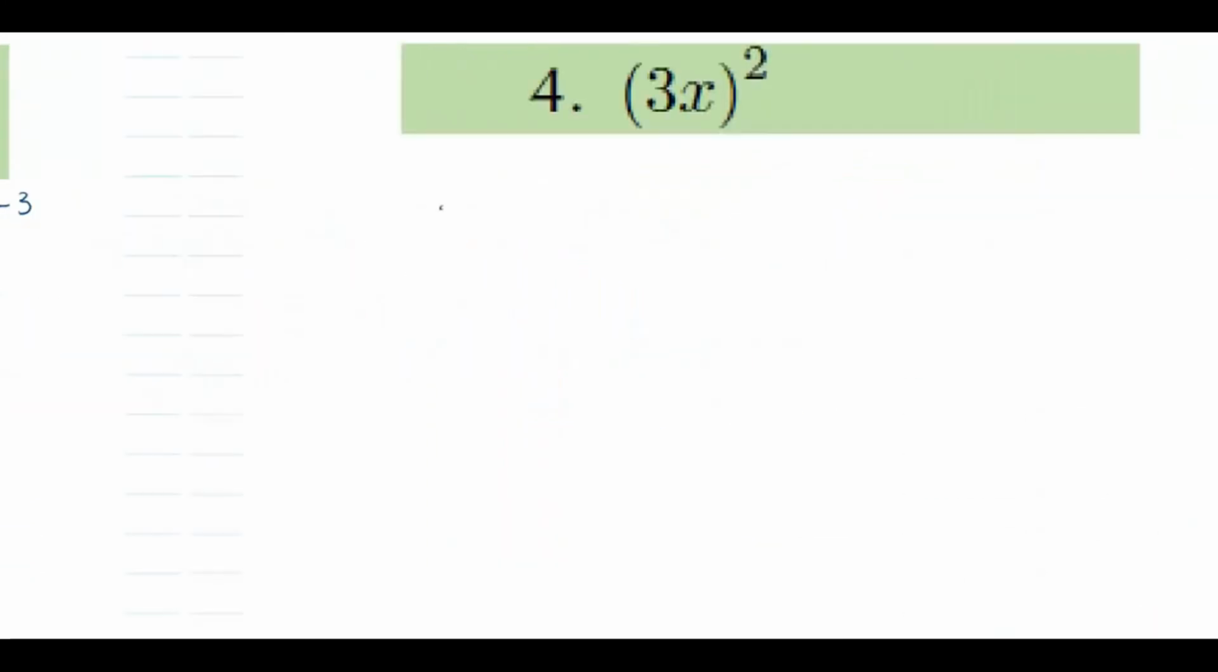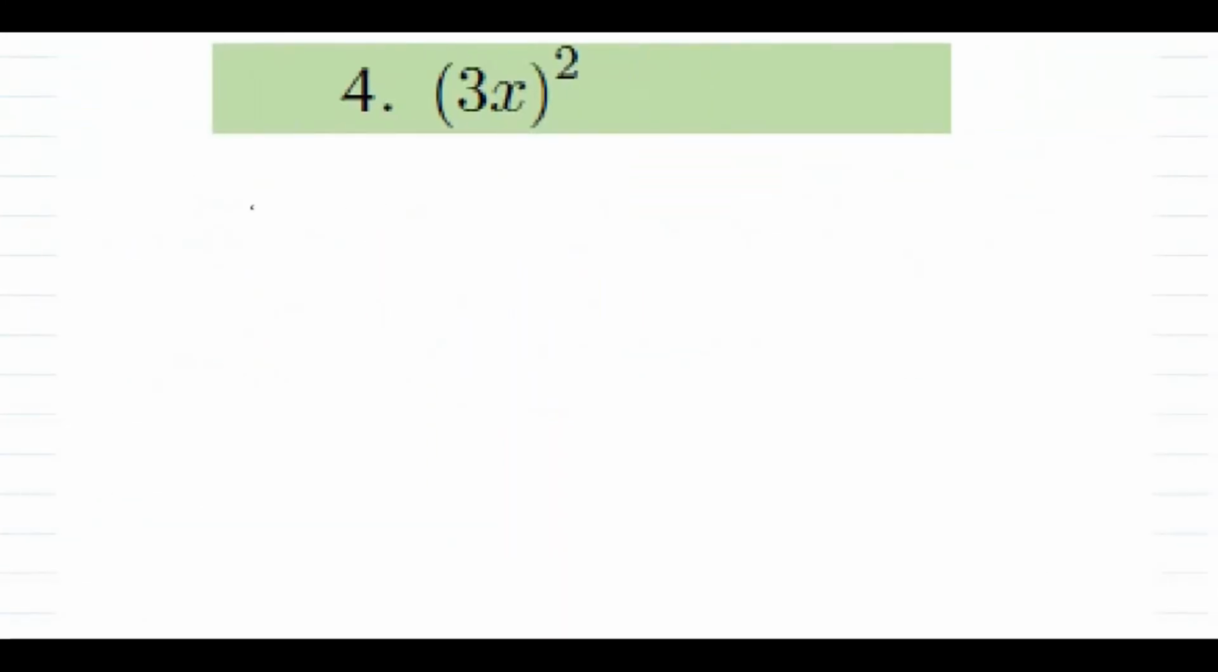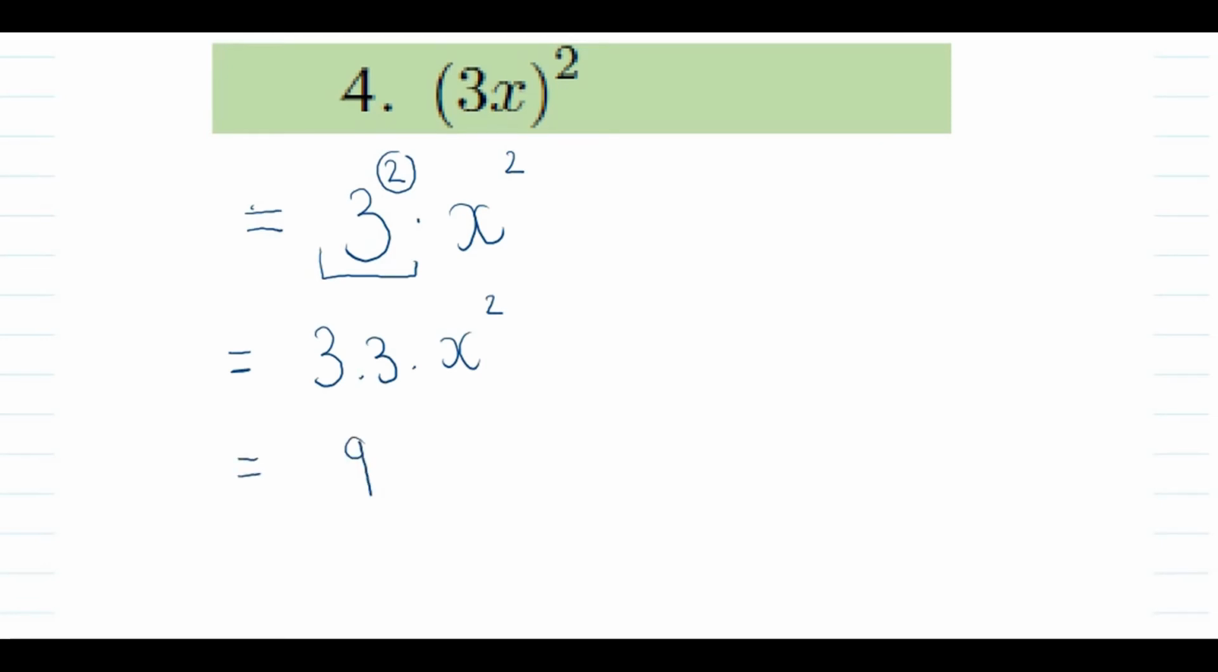Okay, guys. Alright, so we've got 3x all raised to the power of 2. So this is the same as saying 3 all raised to the power of 2 multiplied by x all raised to the power of 2, right? And I said that 3 to the power of 2, that exponent 2 means that we need to write the 3 2 times. So it's going to be 3 times 3 times x to the power of 2. And then 3 times 3 is equal to 9, and then x to the power of 2. Okay, so we have simplified this, and that is your answer, 9x squared.